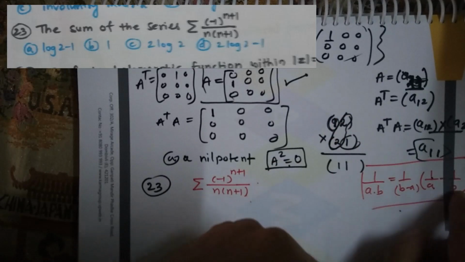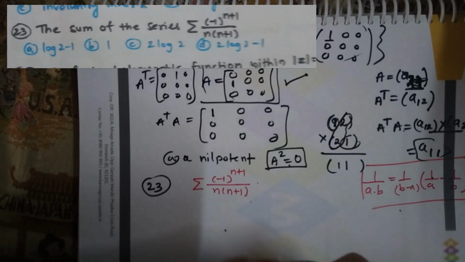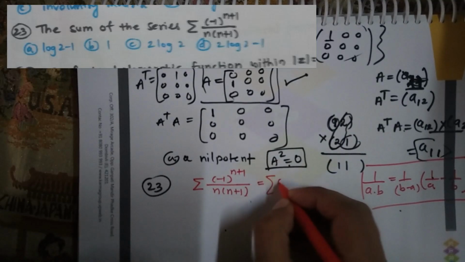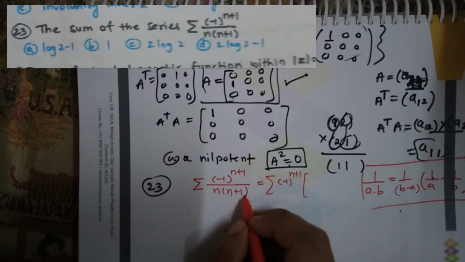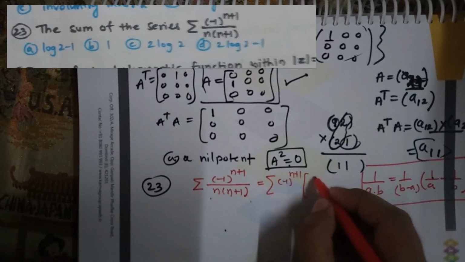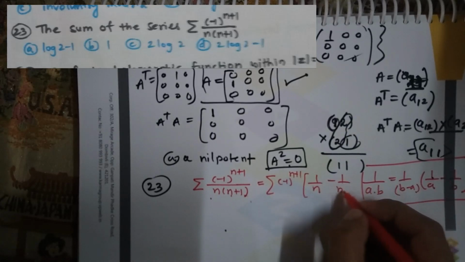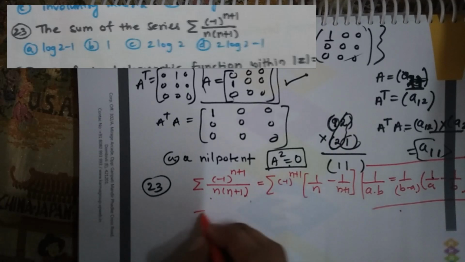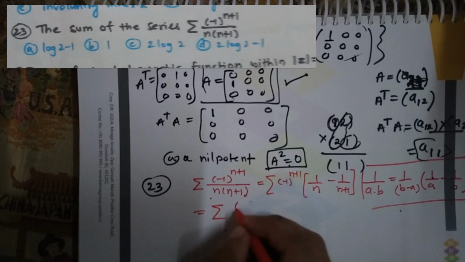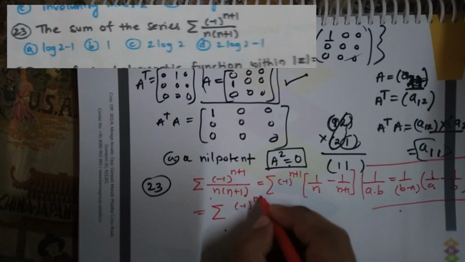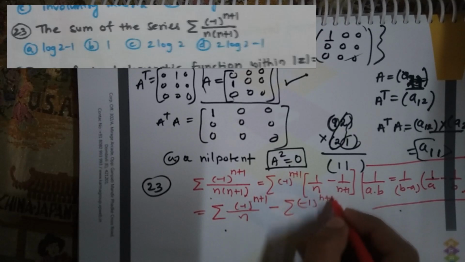You can actually verify this: B minus A, B minus A, B cancels, and we are left with A into B. Similarly, this is nothing but minus 1 raised to n plus 1, 1 upon B minus A, where n plus 1 minus n will be 1, into 1 upon n minus 1 upon B, which means n plus 1. Now let's multiply this by minus 1 raised to n plus 1 throughout and sum also. So minus 1 raised to n plus 1 divided by n, minus minus 1 raised to n plus 1 divided by n plus 1.